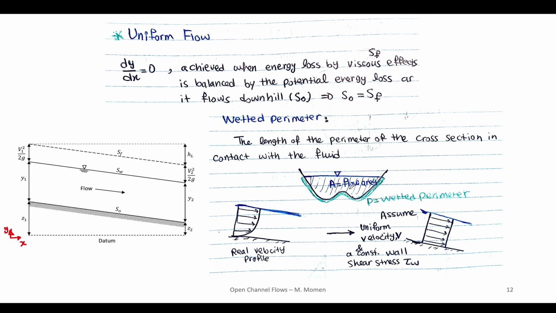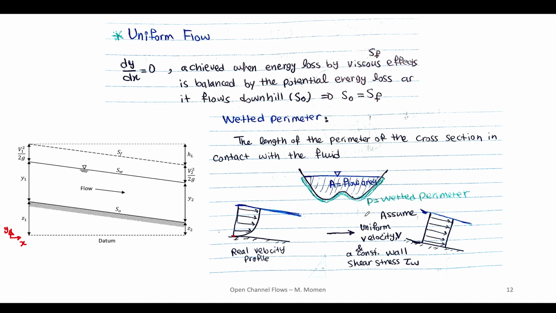One of the main assumptions is that, as you can see here, the real velocity profile in this type of flow is going to look something like this. We have the no slip condition at the bottom, so the velocity at the bottom should be 0, and then the velocity is going to increase as you come further away from the wall.